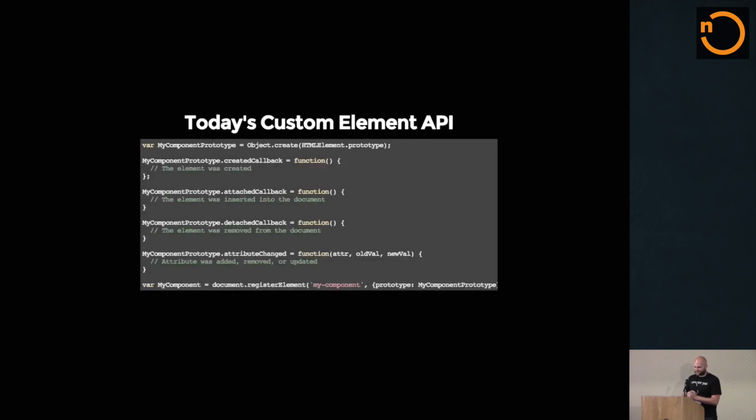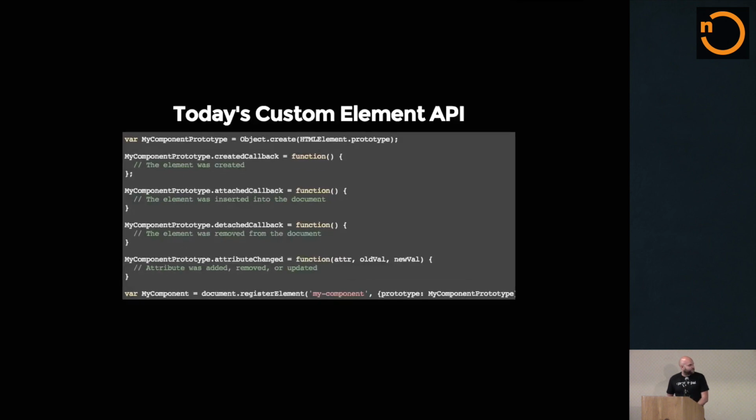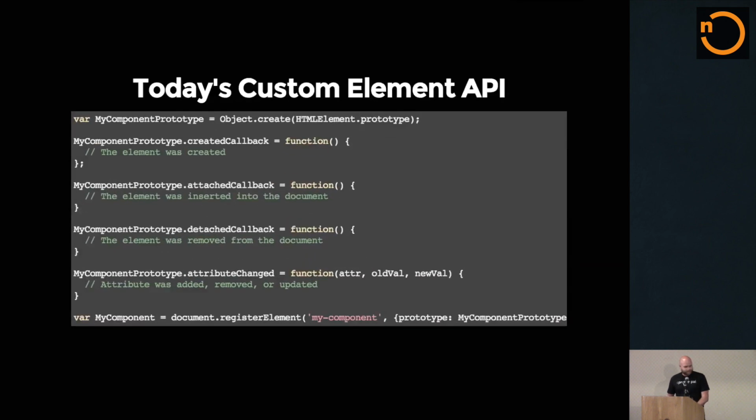Well, today's custom element API looks something like this. Hopefully this is big enough for everyone. Let me see if I can boost it. Basically today, we don't really have a class system in JavaScript right now. We've got one coming up. But today, basically, you end up writing this lovely set of code.